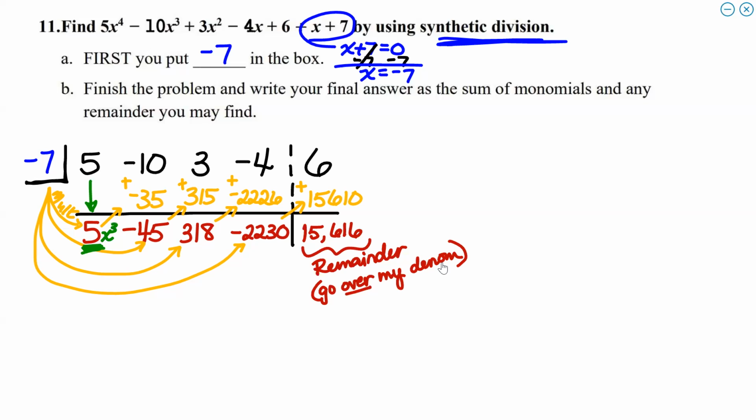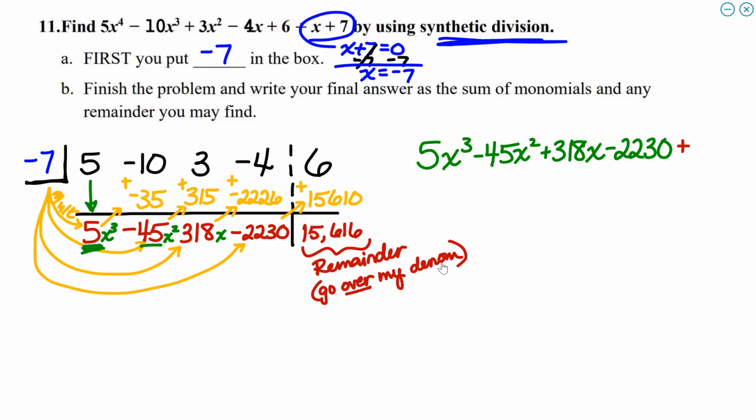So 5x cubed. And then what? Minus 45x squared. And then plus 318x. Anything else? Minus 2,230. And then I have this remainder. Is the remainder positive or negative? Positive. So I'm going to put a plus.